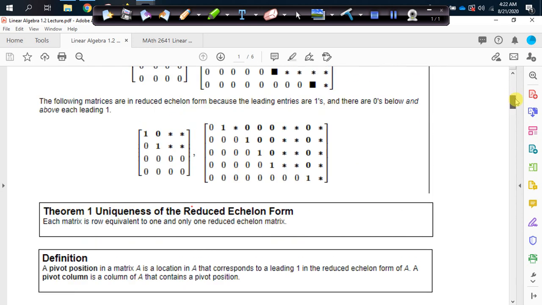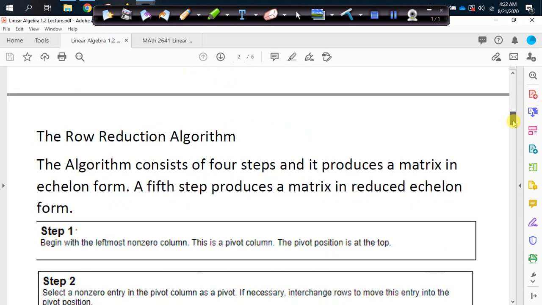So, for example, this is a pivot position and this is a pivot column. This is a pivot position and this is a pivot column. This is a pivot position and this is a pivot column, and so on and so on.